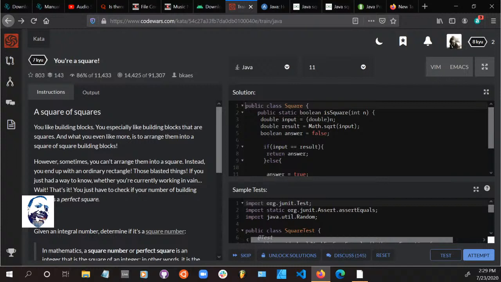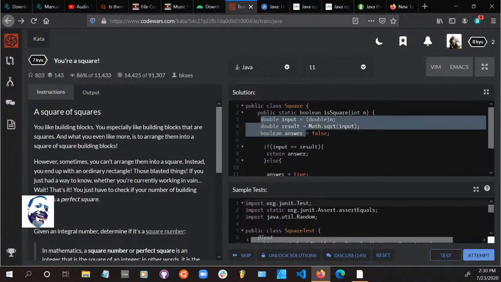Basically, what I was trying to do is get the square root, right? And if the square root is equal to the input, then that means it's a perfect square. That's false because the input is the actual square, right? So let's say the input is 25. I get the square root, which is 5. 5 is not going to be equal to 25, but that is a perfect square. So, yeah, that was not good logic.